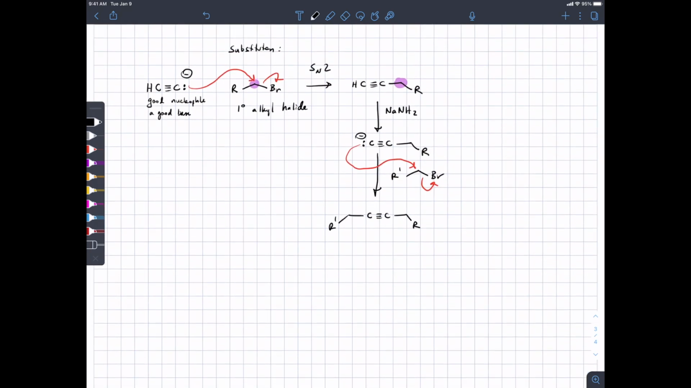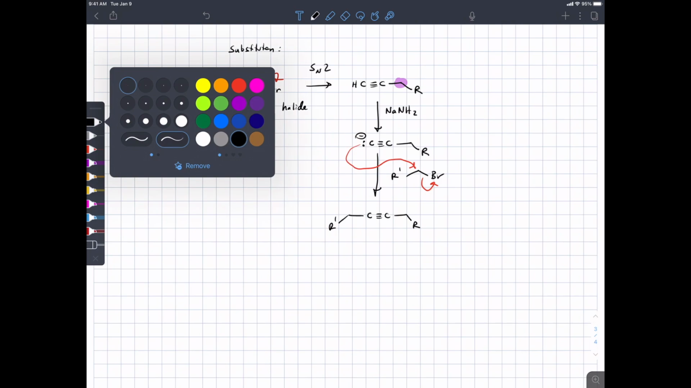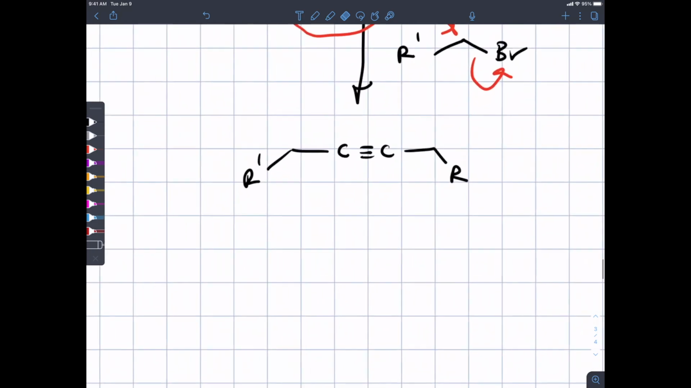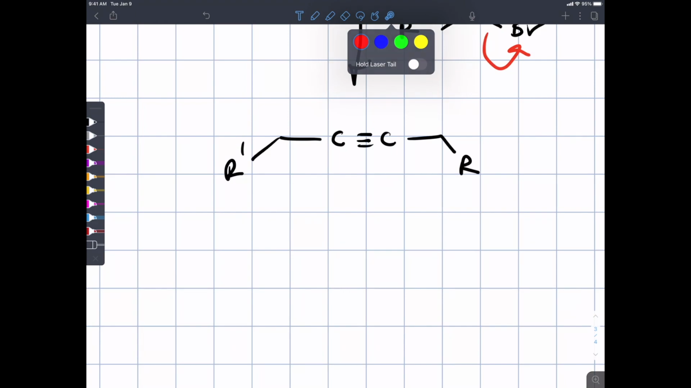Some people fall for the trap of thinking there's a difference between these two. That's not cis or trans. These are sigma bonds. You can rotate freely around those sigma bonds. Remember that alkynes are sp hybridized. You have linear geometry about this carbon. So this carbon, that one, and that one are all in a straight line.